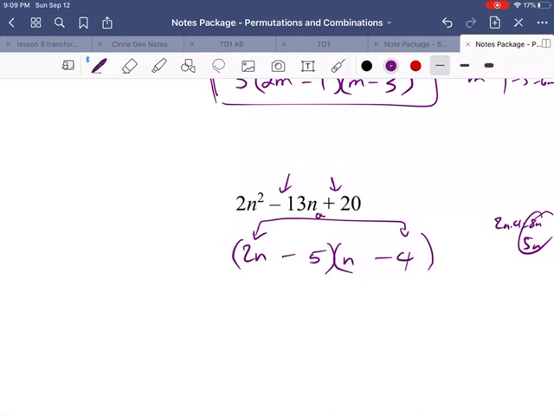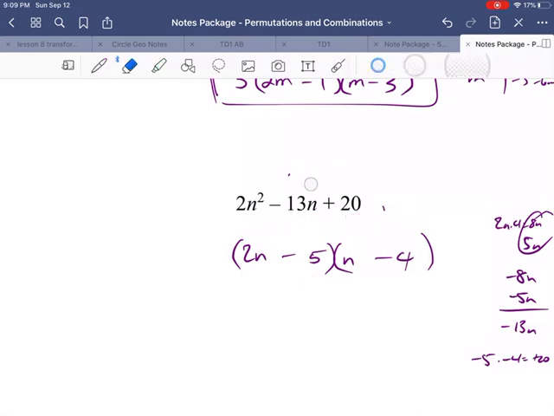Check your outer product again. That gives me negative 8n. And my inner product gives me negative 5n. In total, that's negative 13n, and negative 5 times negative 4 gives me positive 20. So I'm good to go. Clean that up a little bit.